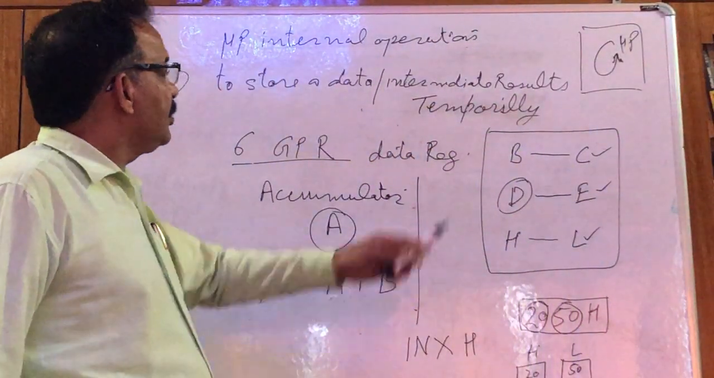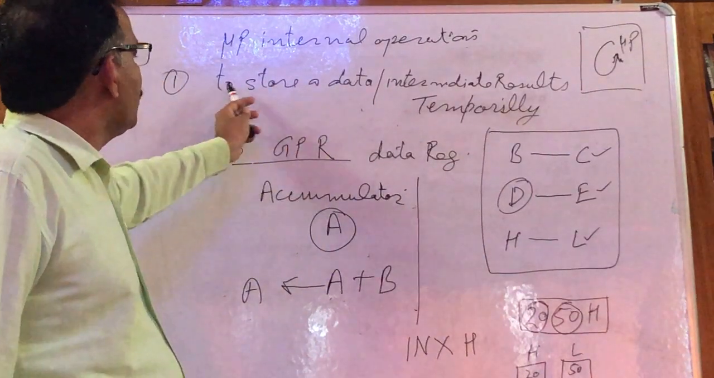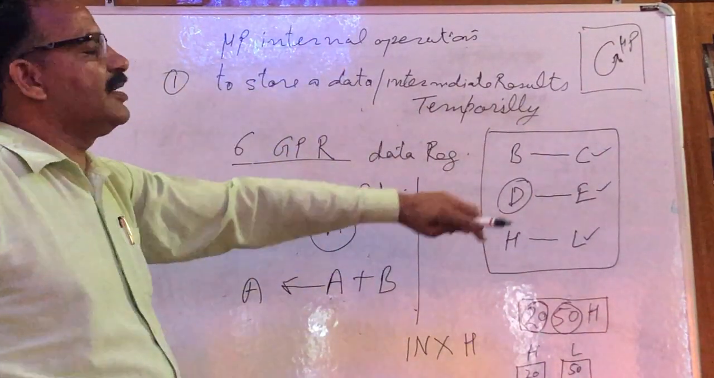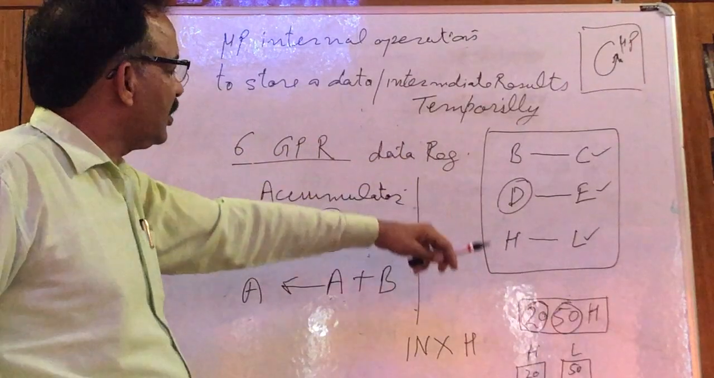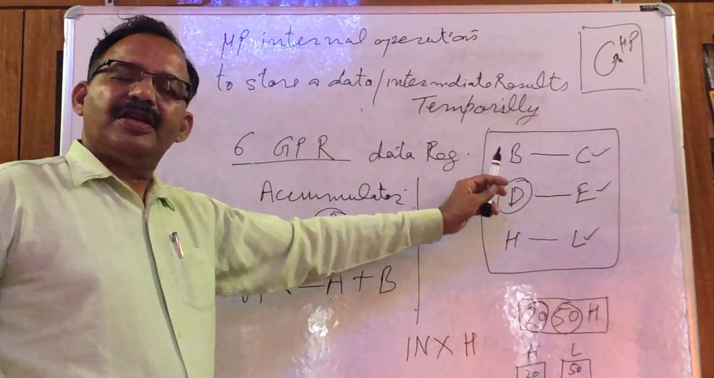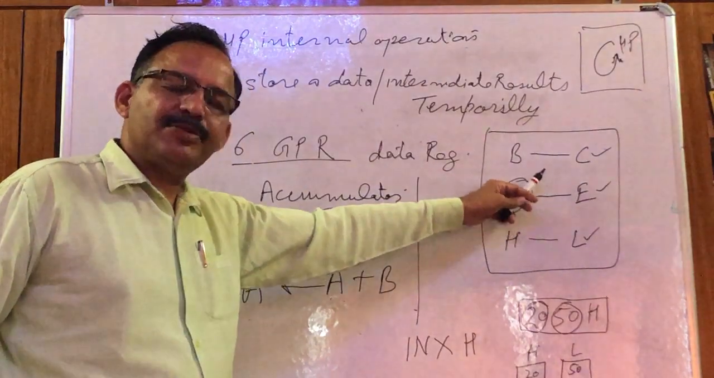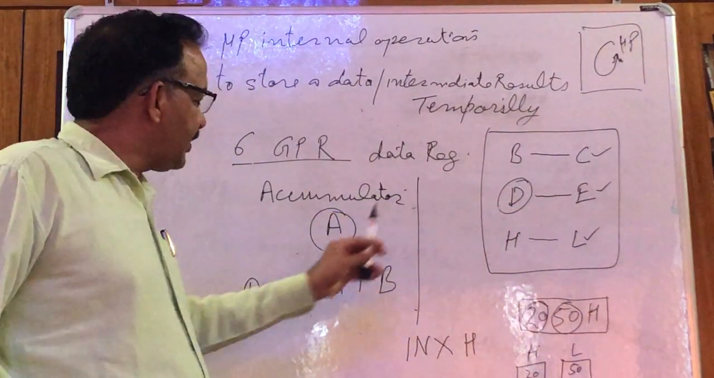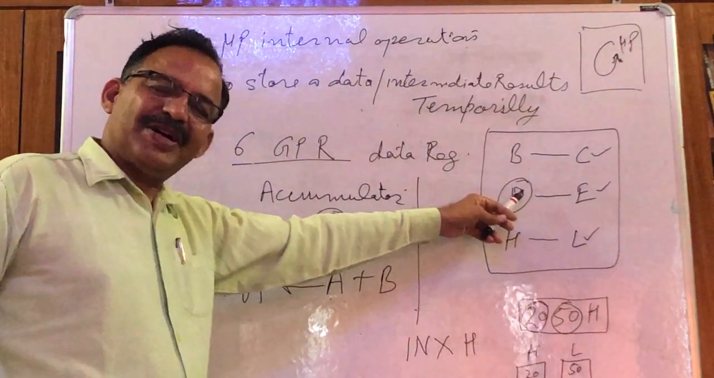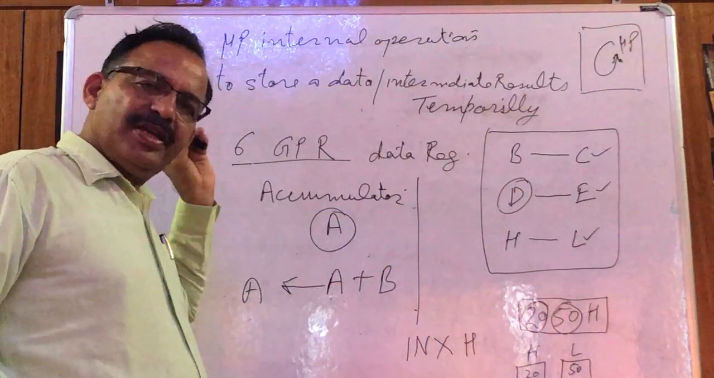Okay, so the first operation under the internal data operation is performed by the microprocessor 8085, which has a register unit. That register unit consists of these 8-bit registers, and there is another register, the accumulator, though it is not part of it, it is part of the ALU.